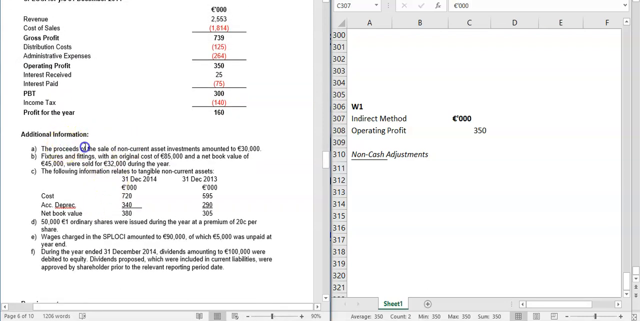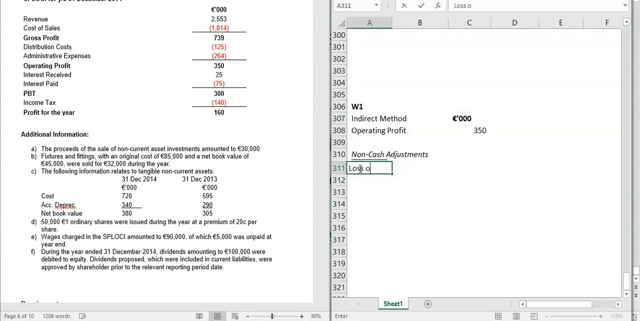So here, the proceeds of the sale of non-current asset investments amount to 30,000. So you sold non-current asset investments of 30,000. Fixtures and fittings with an original cost of 85 and a net book value of 45 were sold at 32 during the year. So there's a couple of things going on here. It had a net book value of 45 and was sold for 32, so there's actually a loss on disposal there. That's coming from note 2, and that loss on disposal is 13.